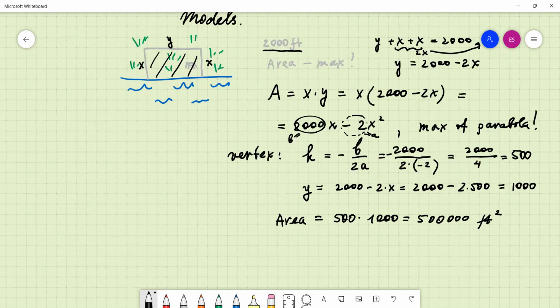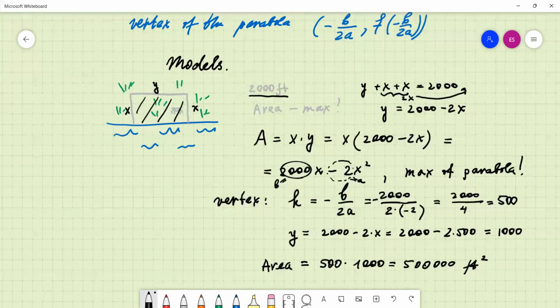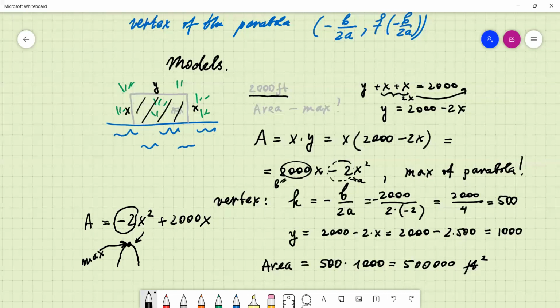Now, how do we know it's maximum, not minimum? Remember, I was telling you that for parabolas, it's either maximum or minimum. Well, let's go back to our function, the parabola. I'm going to write it down one more time, copy it from over here. Minus 2x squared, I'm going to put the quadratic term first, plus 2,000x. You see that we do have the minus in front of x squared. Minus in front of x squared means that the parabola is going to look like this, reflected about the x-axis. So if the parabola looks like this, then the top of the parabola is the maximum, not the minimum.